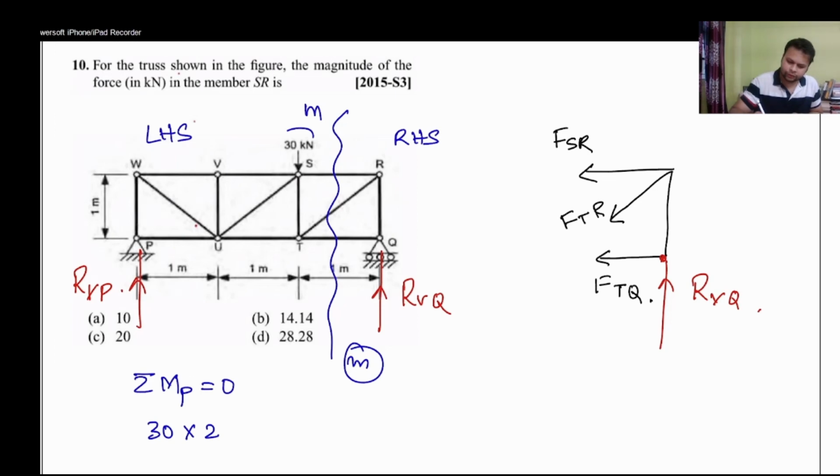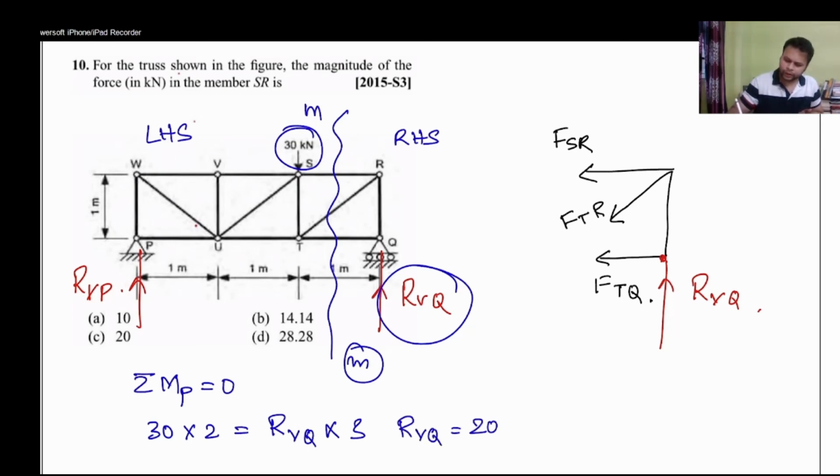You can see there are two forces only. If I'm considering the moment about point P, 30 into 2 meter should be equal to the vertical reaction at point Q into 3 meter. So clearly you can calculate the vertical reaction at point Q. It is equal to 20 Newton, right?